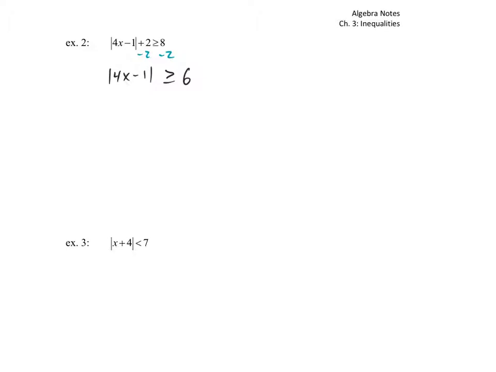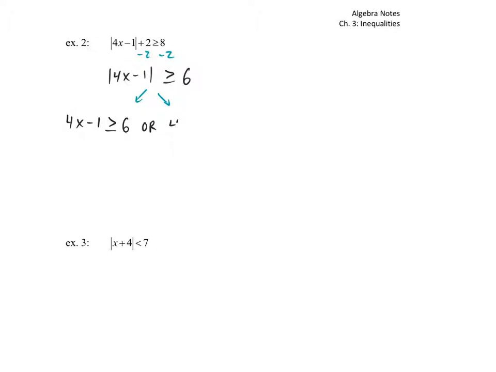Now, we have absolute value all by itself on that side, so now we break this baby up into 2. And when I do that, I get a 4x minus 1 is greater than or equal to 6. Now, do we put the word or and? That's going back to that chart. If it's greater than or equal to, we use the word or. So this will be an or.